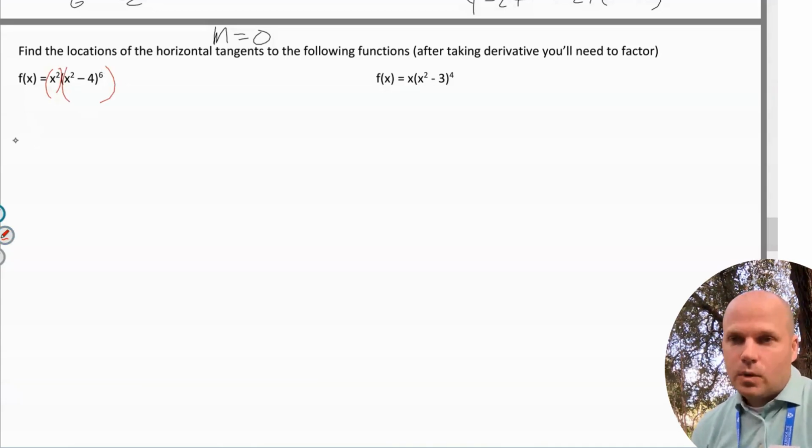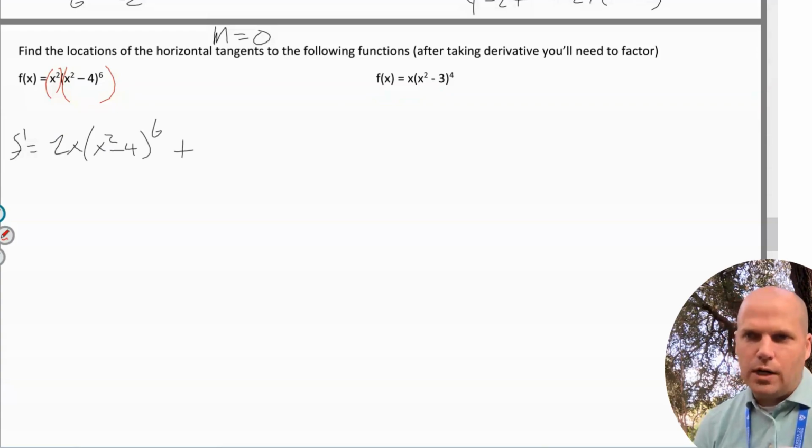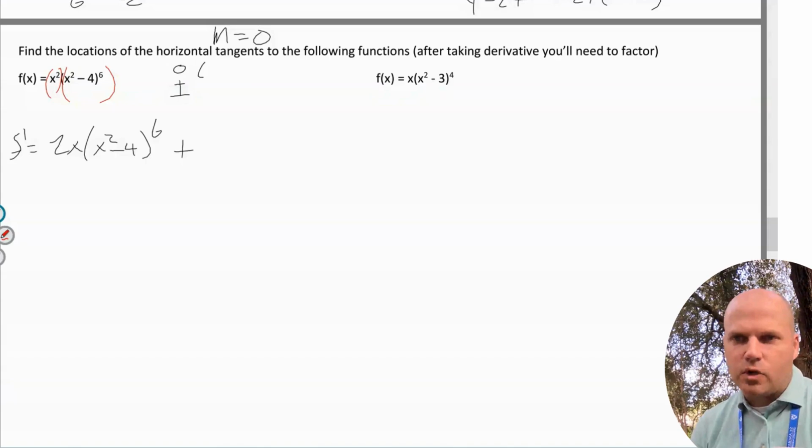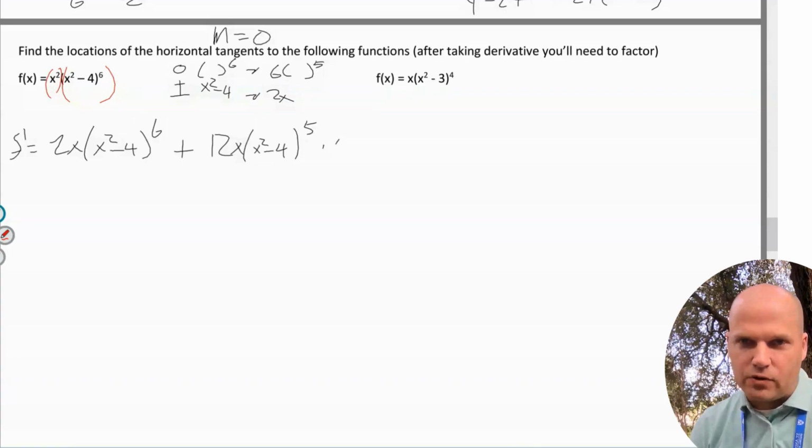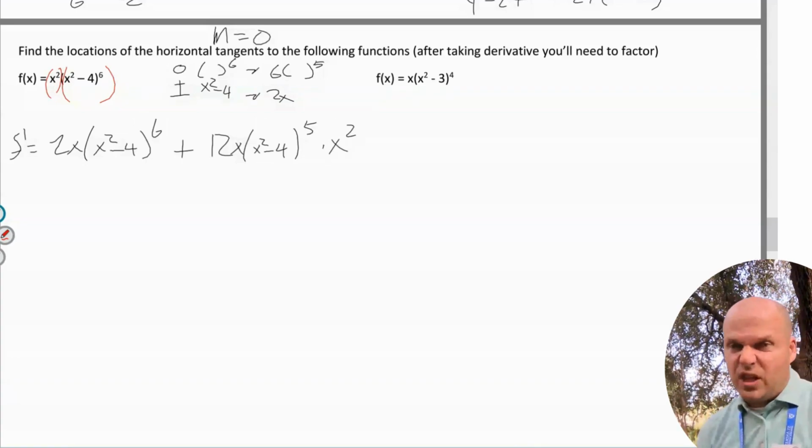Okay, so product rule first. Slope of the first times the second, plus slope of the second, which requires you to use the chain rule. Slope of the second is 6 parentheses to the fifth times 2x. I'm going to write the slope of the second as 12x parentheses to the fifth. What starts in the parentheses stays in the parentheses. That's the slope of the second. Don't forget to multiply by the first. If you'd like to simplify from there, we do it.